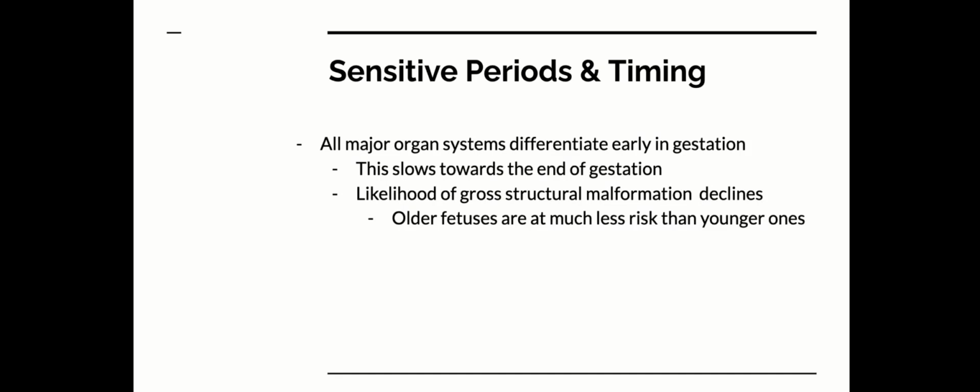All major organ systems differentiate early in gestation. This slows towards the end of gestation. The likelihood of gross structural malformation declines. Older fetuses are at much less risk than younger ones.